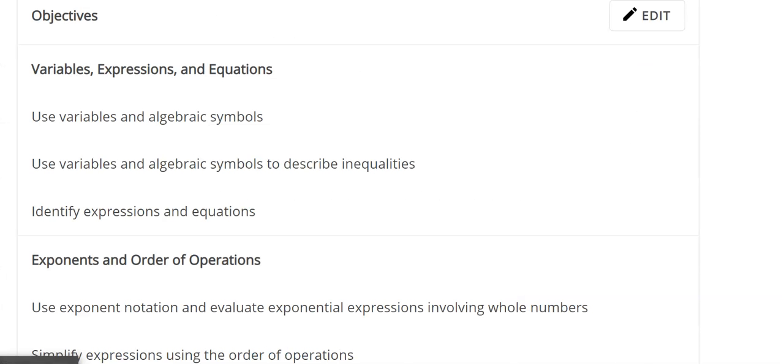So we look at these following objectives in this section. We look at variables, expressions, and equations, how they differ from each other. And we will be using those algebraic symbols to describe these items. We also will look at exponents and order of operations. Very important topics to set the stage for algebra, and this being pre-algebra, we'll take the time to get through these things.